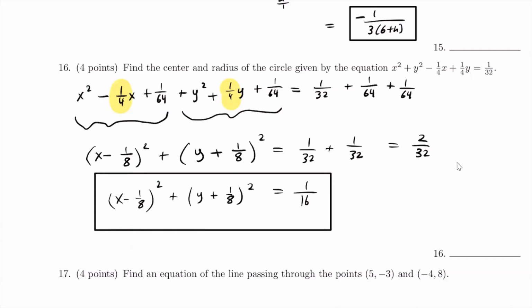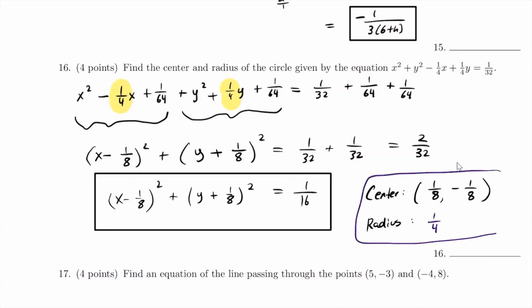Now let's go ahead and write down the center and the radius. The center is going to have the x-coordinate 1/8, the y-coordinate negative 1/8, and the radius is going to be the square root of this number right here, 1 over 16, the positive square root. So that's 1 over 4. So that's the information we can write down by looking at the standard form of the circle.